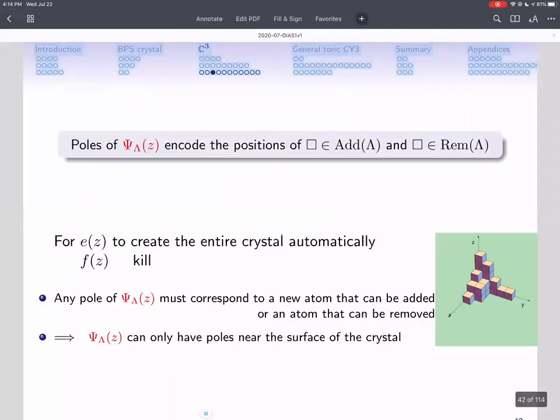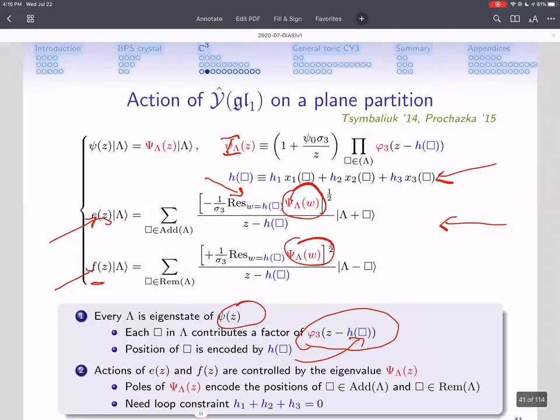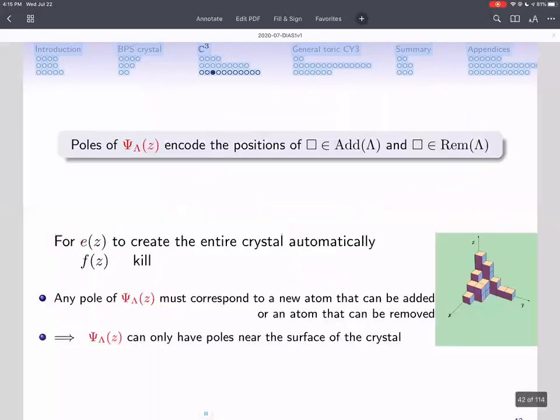So the point is that each plane partition has its own phi function, the eigenvalue function. When you add more boxes, you see it's a product over the boxes. So when you add boxes, you get more factors, and the new factors should remove the old pole. You only want the pole to appear at the surface of the crystal.